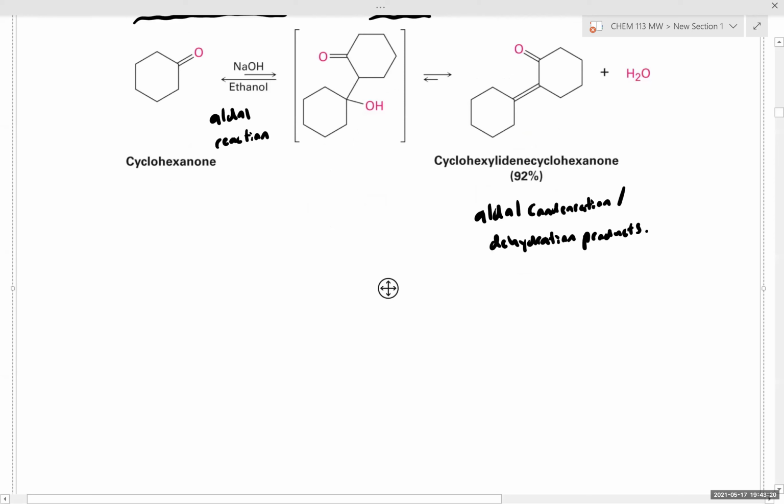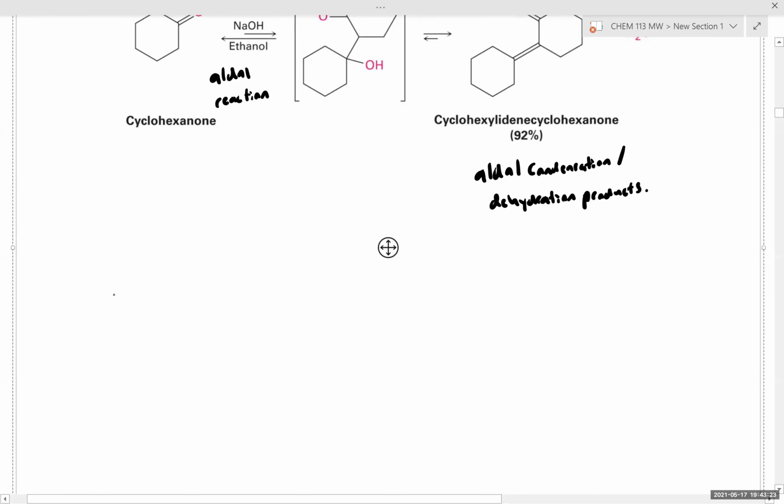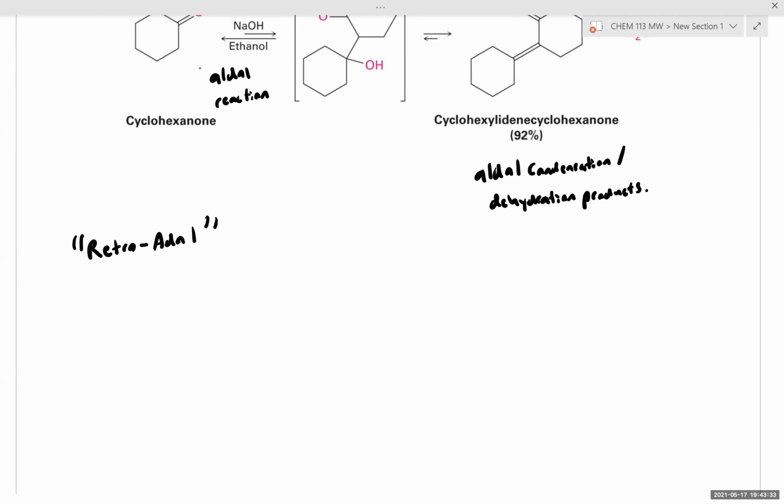Okay, so let's talk a little bit about some mechanisms. Let's talk about the quote unquote retroaldol reaction. Let's show why this reaction is reversible and how this reaction is reversible. And then let's talk a little bit about what's happening in this second dehydration step. So for your retroaldol reaction, suppose we have this aldol product. So we have our desired aldol product.